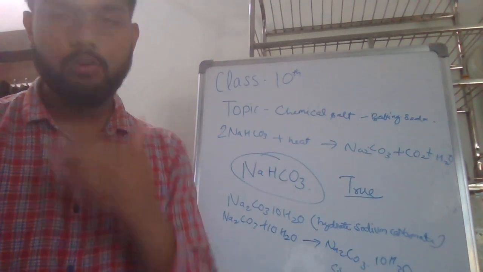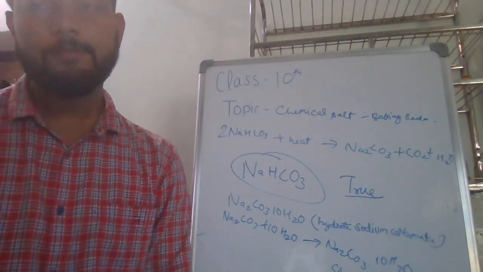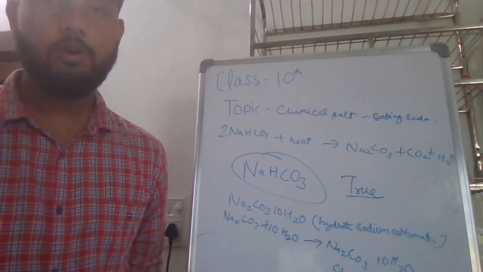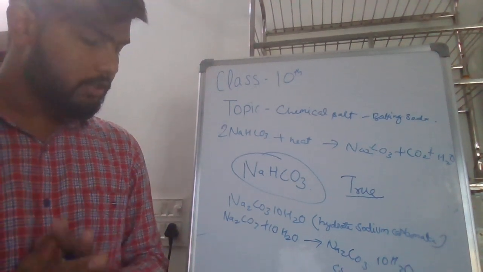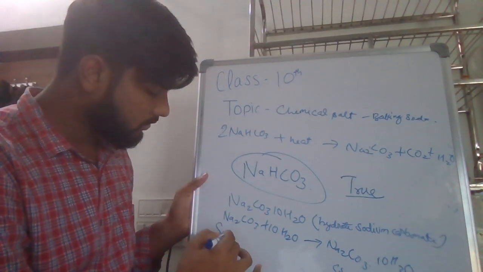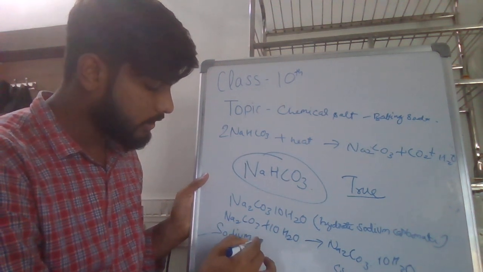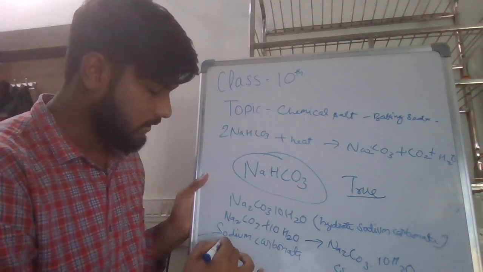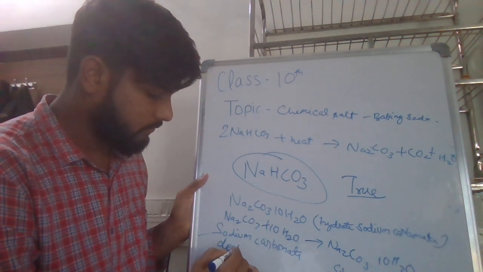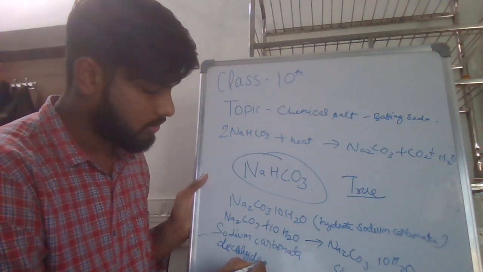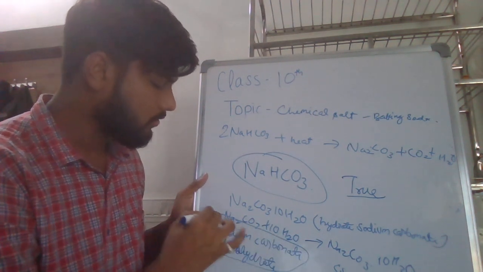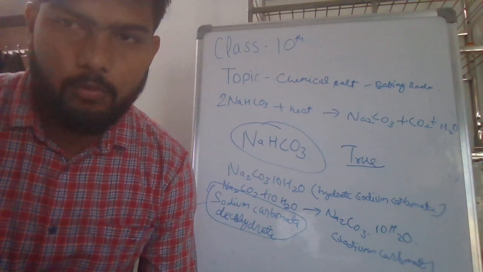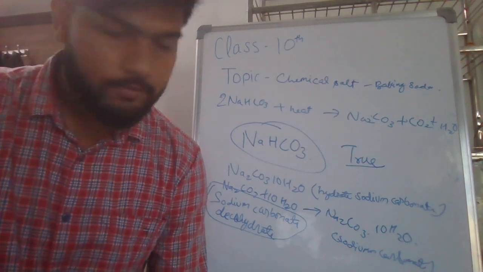Okay, so very good. Now I have one question for you: washing soda is the common name for what? Washing soda is the common name for sodium carbonate decahydrate. So this will be the answer here. Okay, so I hope everyone is clear till now. Moving further, this will be the correct answer.